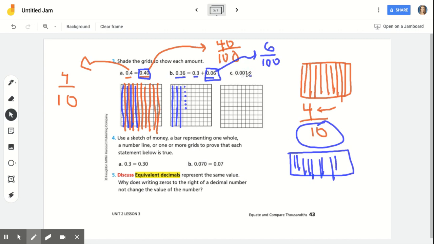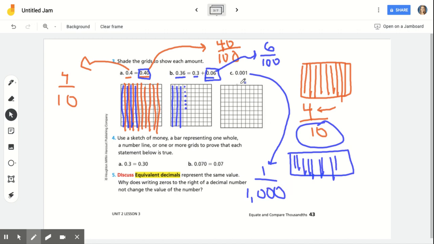And then let's take a look at C. How do you say this number out loud? Go ahead and try it. 1/1000. Okay. And if I were to write that out as a fraction, I'm running out of space, it would be 1/1000. 1 would be our numerator, 1,000 would be our denominator.